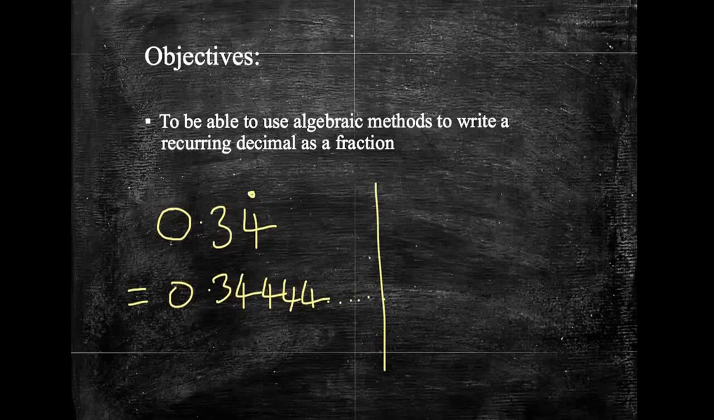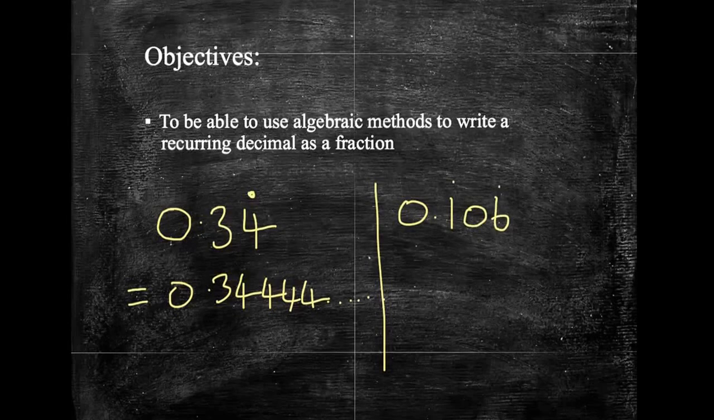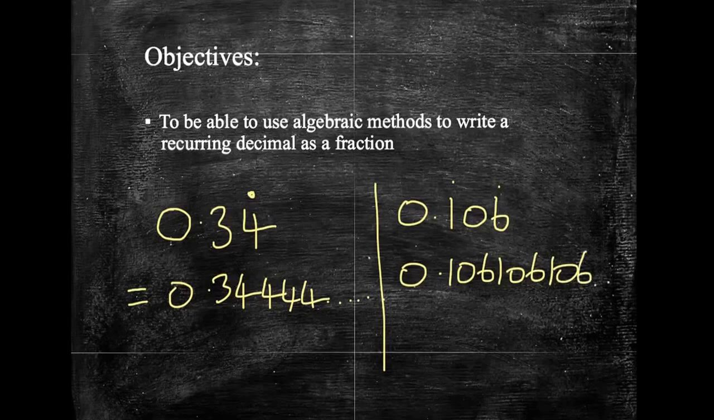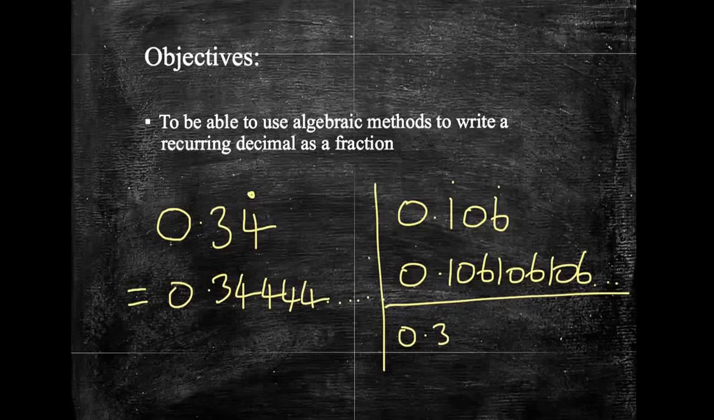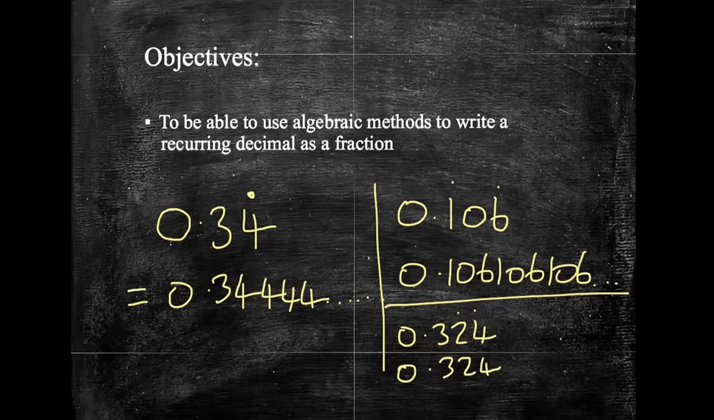I'm hoping that you're also fairly comfortable with the idea that if it looks like 0.106 with dots above the 1 and the 6, this means 0.106, 106, 106 and so on. A final little example might be 0.324 with 2 dots over the 2 and the 4, which would mean that the 2 and 4 recur. So that would be 0.3, 24, 24, 24, and so on and so on and so on.